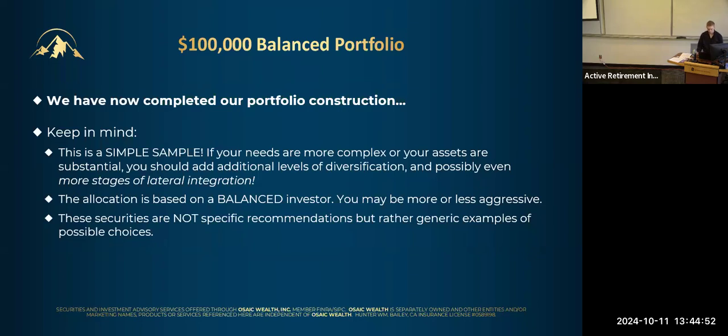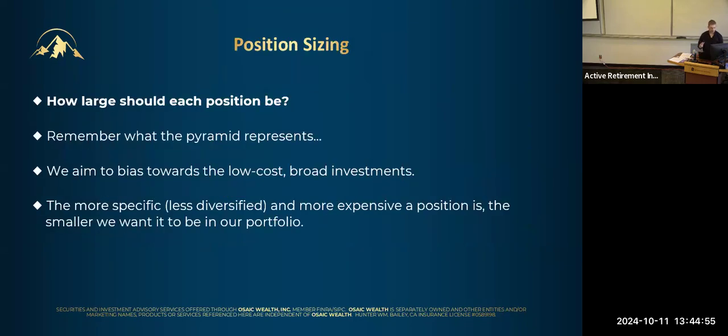Yeah. So the next question is sort of looking at position sizing. How are we going to size these? Well, I know we said bigger for the bottom layers, and I just want to remember what that pyramid is representing. We want to bias towards those low-cost, broad investments because, again, we don't want to expose ourselves to specific risks. We don't want to have 10% of S&P and then 30% in utilities, and now suddenly, if utilities decides to do something weird, our entire portfolio is beholden to that. So the more specific or less diversified and more expensive a position is, the smaller we want it to be.